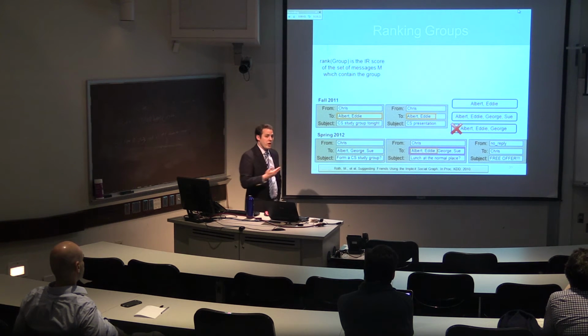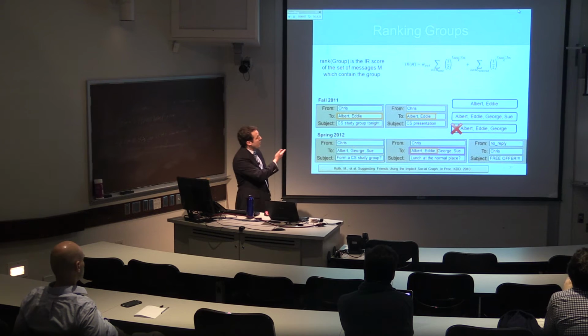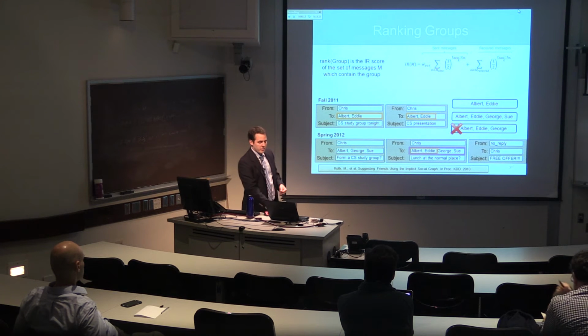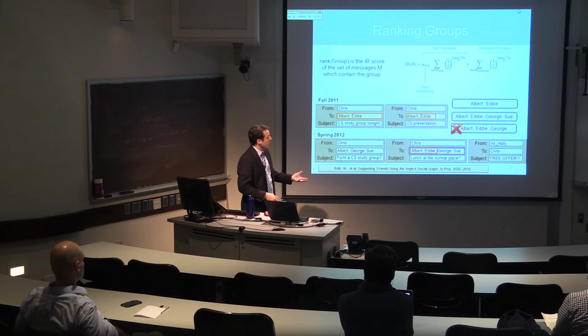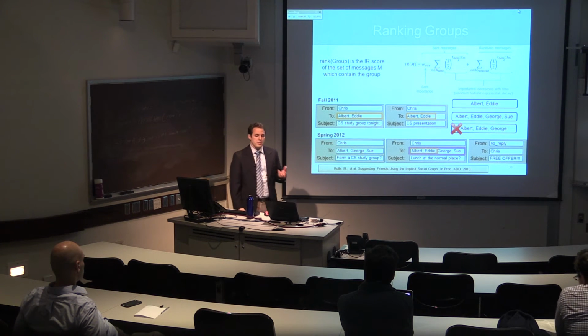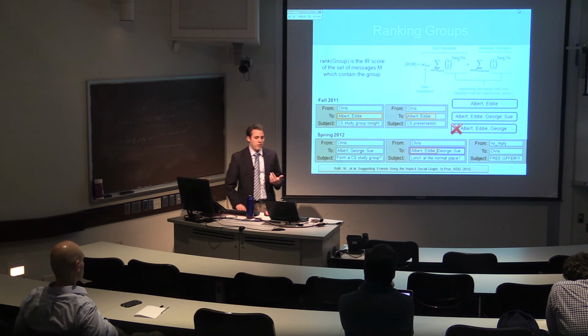So then we can rank groups based on an IR score of the set of messages M which contain that group, where an IR score is defined by the following formula. This IR score takes into account whether messages are sent or received and assigns sent messages some sent importance. It also takes into account time by exponentially decreasing the importance of older messages using a standard half-life formula.